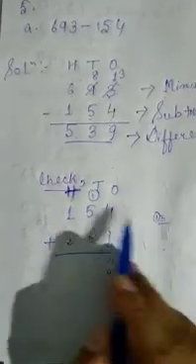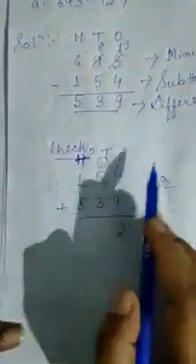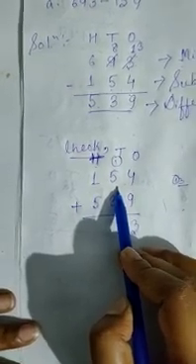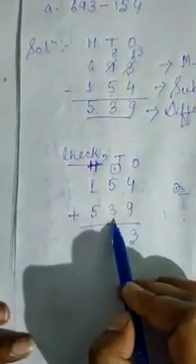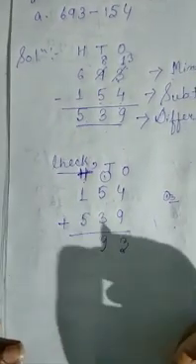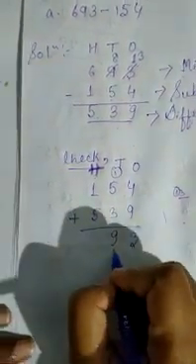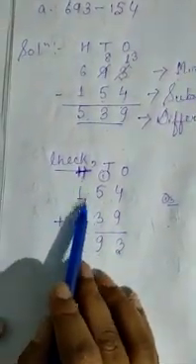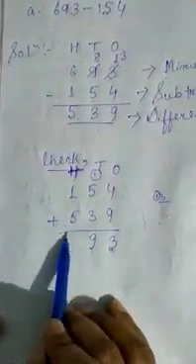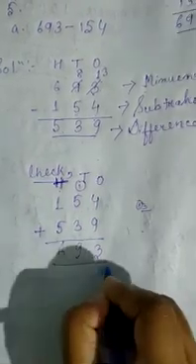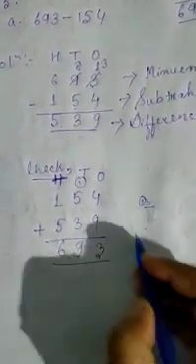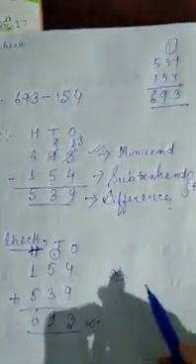So you see, 1 I have carried forward to the tens place. Now you add 1 plus 5, which is 6. Now 6 plus 3 is 9. Is there any carrying number? No. So we add the hundreds place: 1 plus 5 is 6. So the answer has come 693. Now you see, this 693 is matching with this 693.